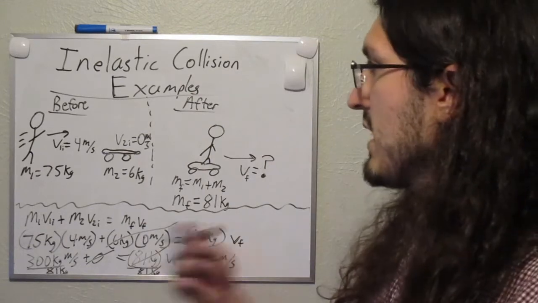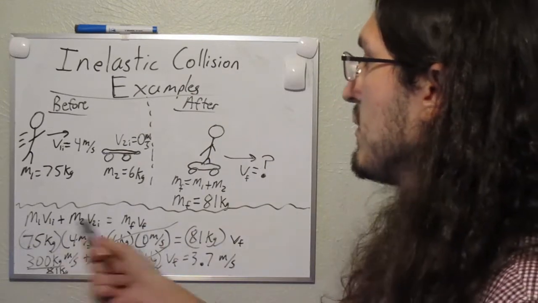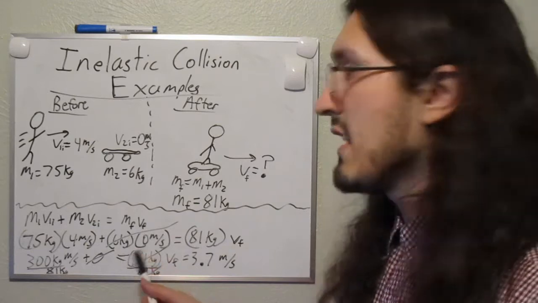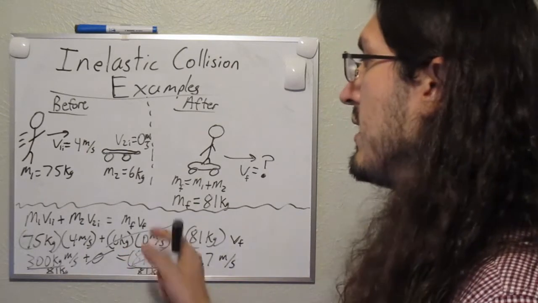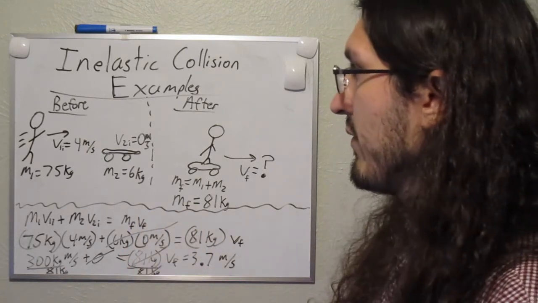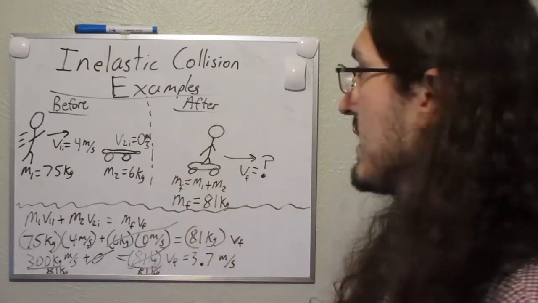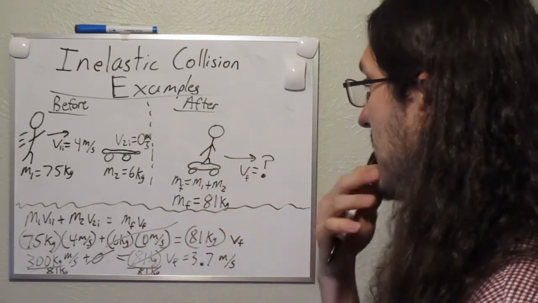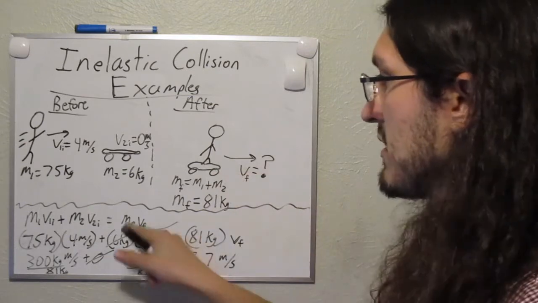There we go. So once again, the main difference with this equation, for inelastic collisions, is that there's only one term on the right side of the equation for the after state, and that's just because they combined their mass and they have the same velocity, so they're just like one object pretty much.